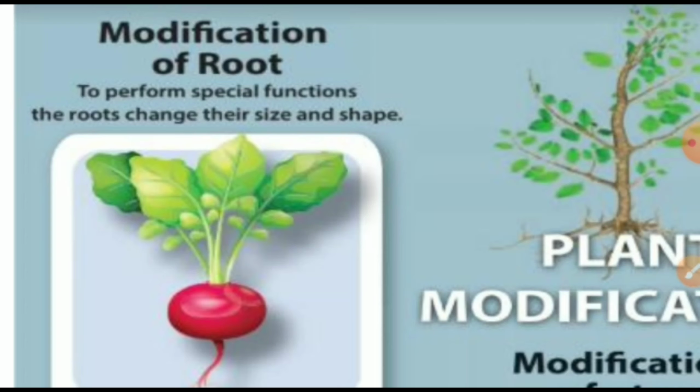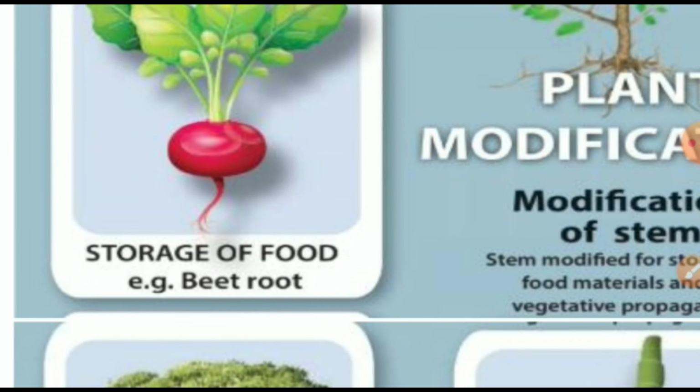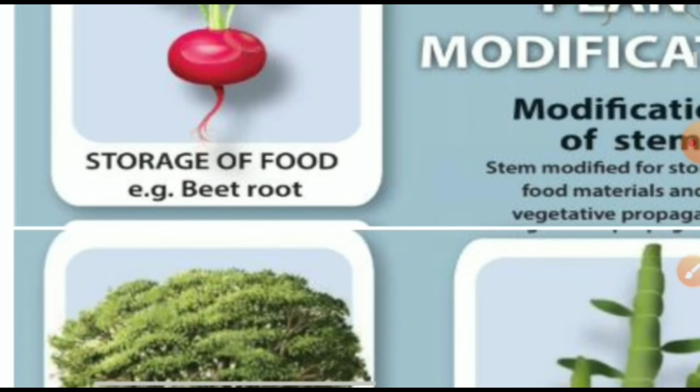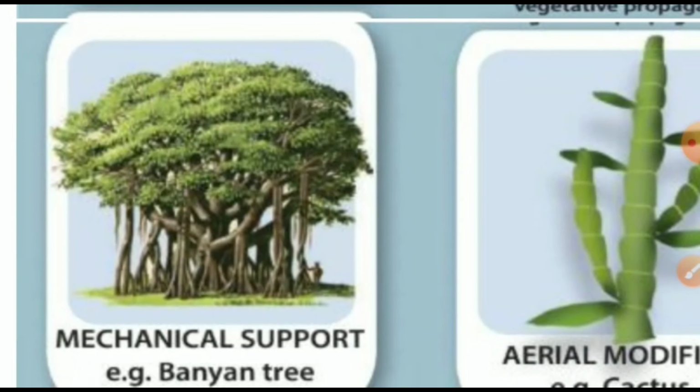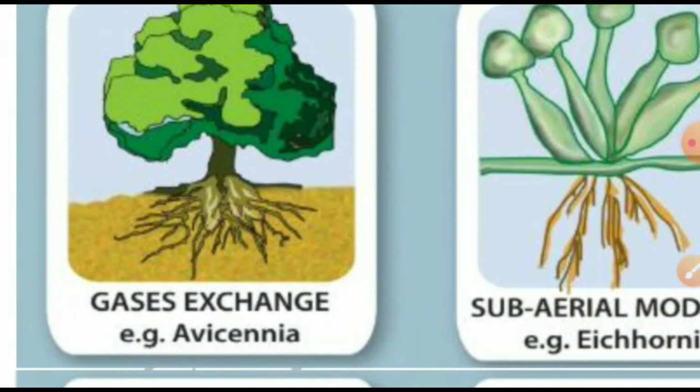What are the functions? First one, beetroot. These roots are top shaped. For what purpose? Store the food material. Example, beetroot. Next, banyan. This root is for which purpose? Mechanical support. Next, gaseous exchange. Which one? Avicennia plant. Where are the roots present? Above the ground, above the soil. For what purpose? Gaseous exchange. They are otherwise called pneumatophores.